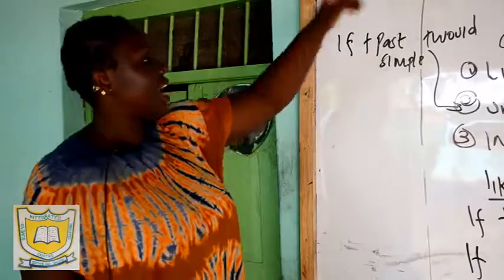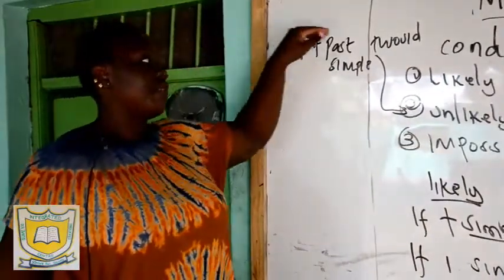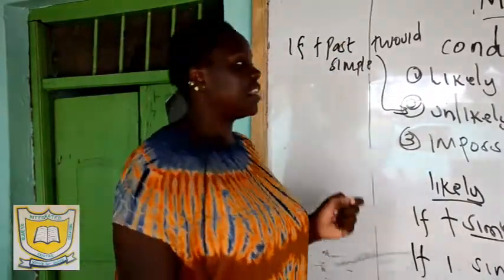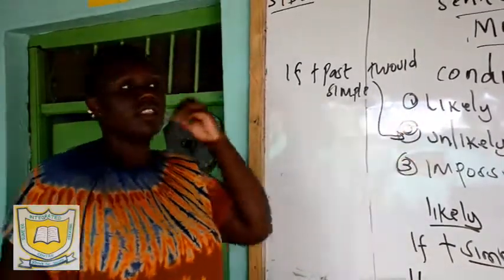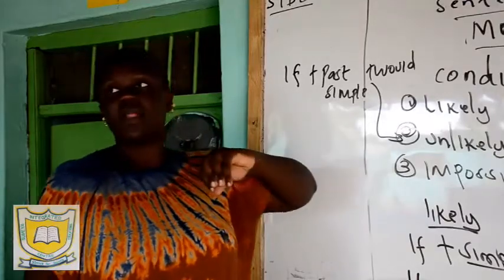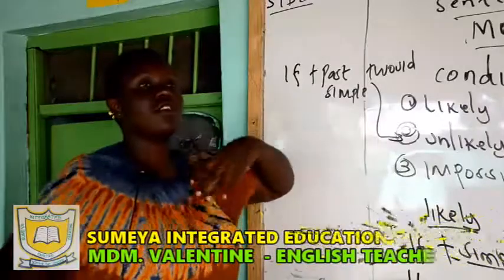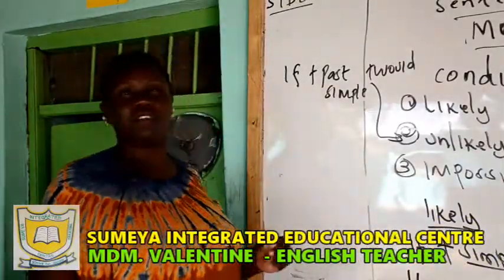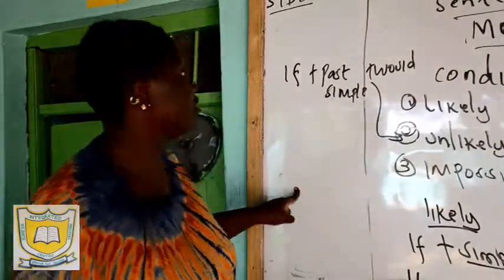So you form the unlikely condition, also called the improbable condition, by using if plus a past simple plus would. What does this sentence mean? There is a low possibility that whatever you are talking about can happen. In the likely condition, there is a high possibility that whatever you are talking about is prone to take place. But in the unlikely, or improbable, condition, there is a small chance that whatever you're talking about is going to take place.